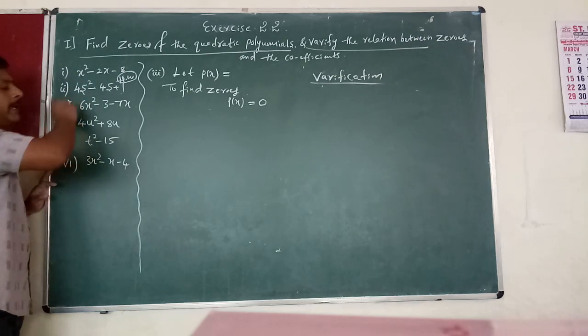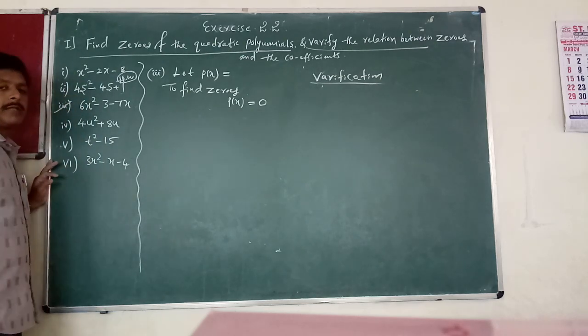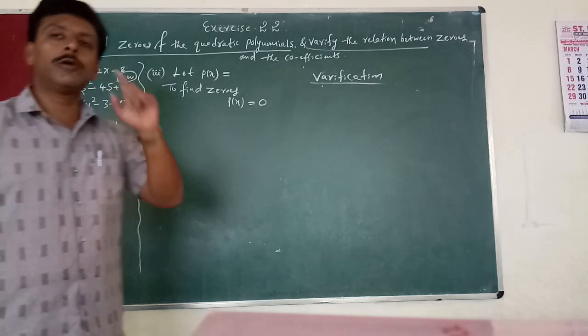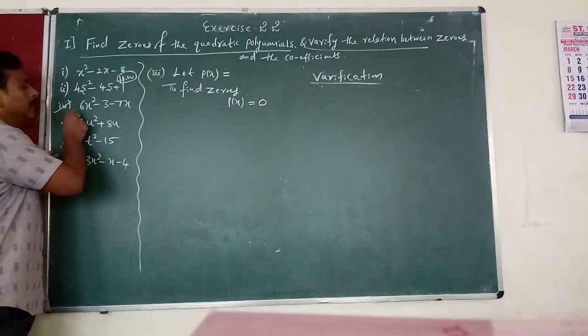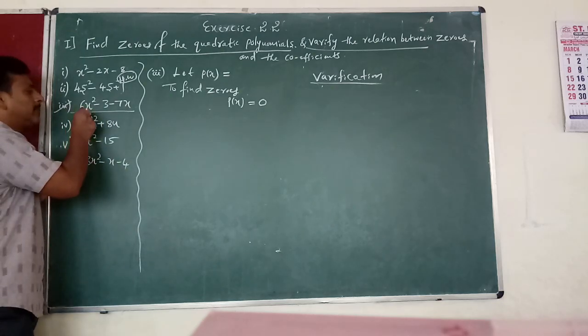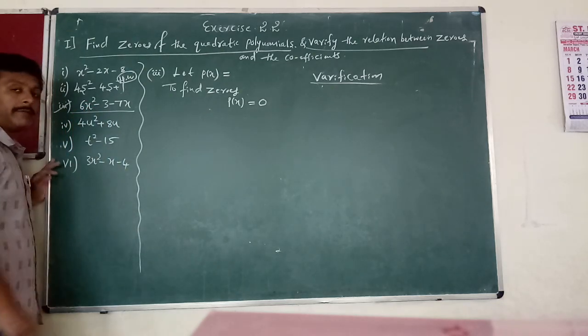So now I am going to take the third one. Why am I taking the third one? Because here one more message is there to observe. They have given you a polynomial like this: 6x square minus 3 minus 7x.